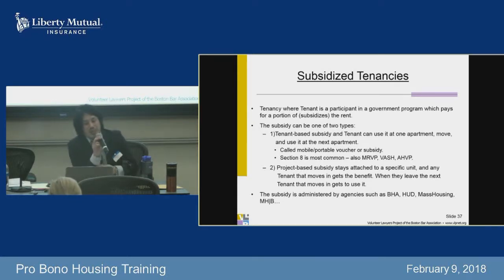Sure, so the abbreviation, MRVP is Massachusetts Residential Voucher Program. VASH is the veterans one that I don't know, sorry, and AHVP is Alternative Housing Voucher Program. But again, those are, it's not that they don't exist, they're just way less common than Section 8.